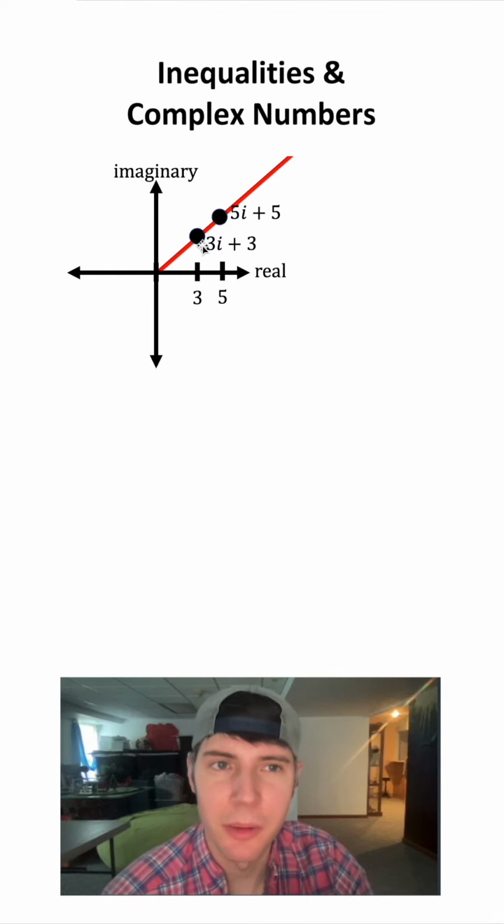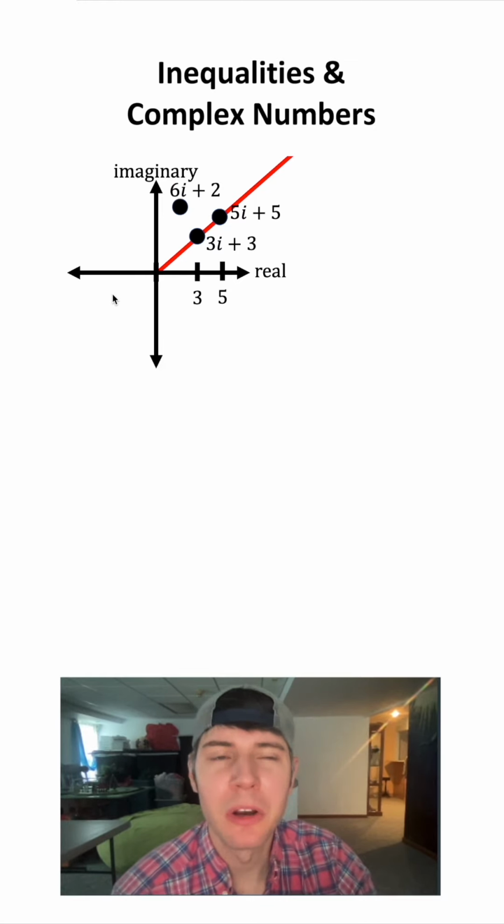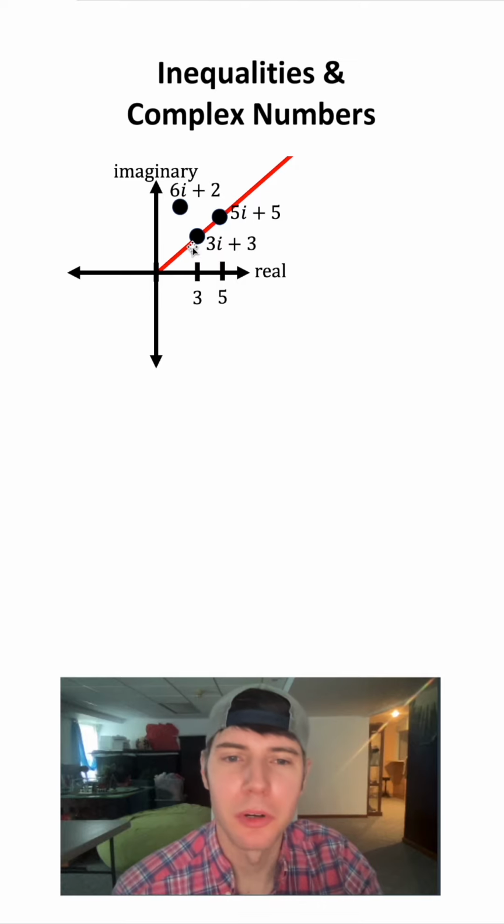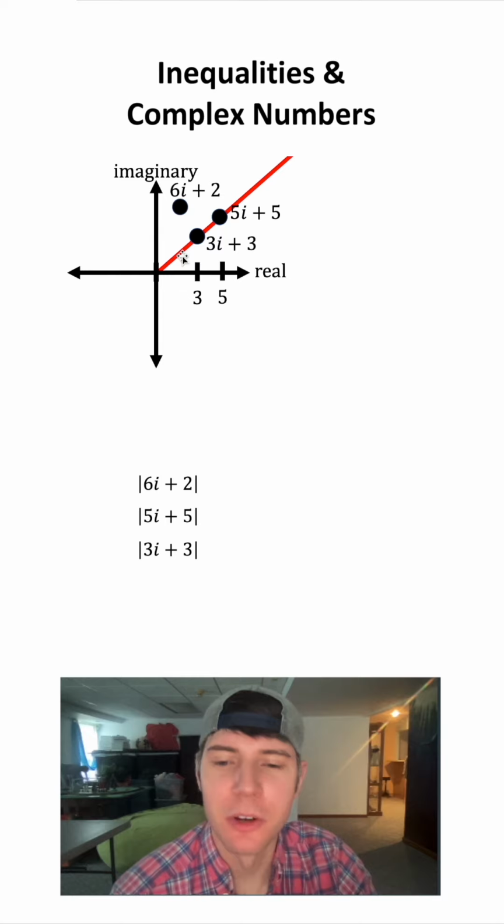But not all complex numbers are on this line. They could be anywhere in the plane. For example, 6i plus 2. How would we order these 3 points? One logical approach is to look at the distance they are from 0. This is called the magnitude, and this is the notation for each of them.